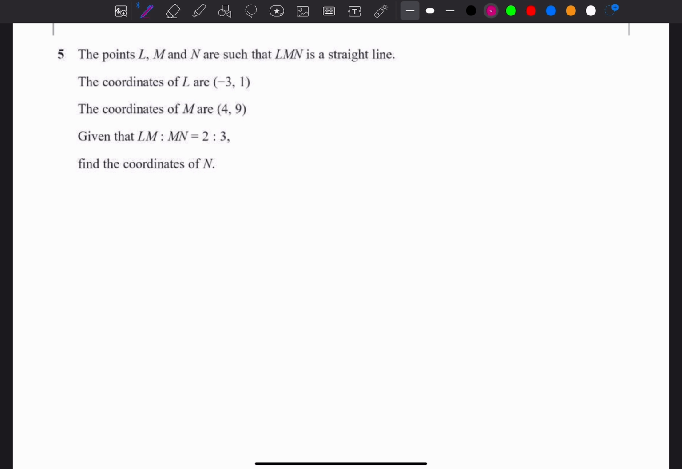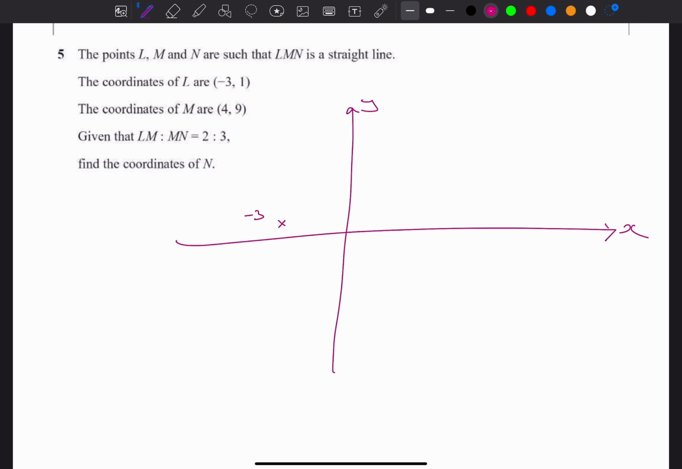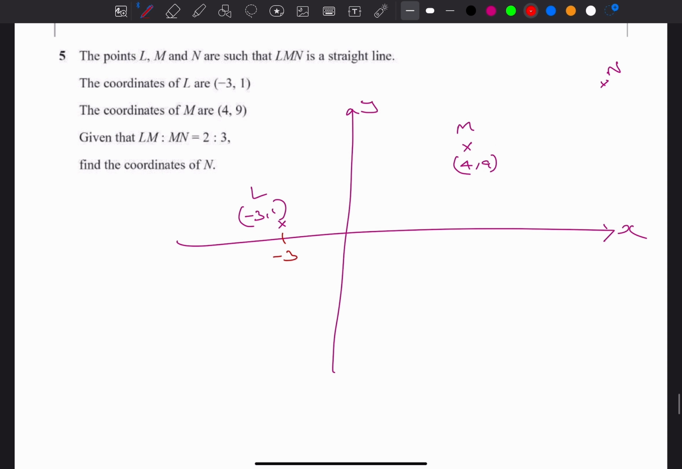So this is very similar to the one that we've seen before anyways. If you could sketch this out, x and y. Minus 3 comma 1, which is here, this is the L coordinate. Then 4 comma 9, that is M. And N is somewhere far, I think. What is this number? It is minus 3. That number is 1. That number is 9. That number is 4. Here to here is, what was it? 7.